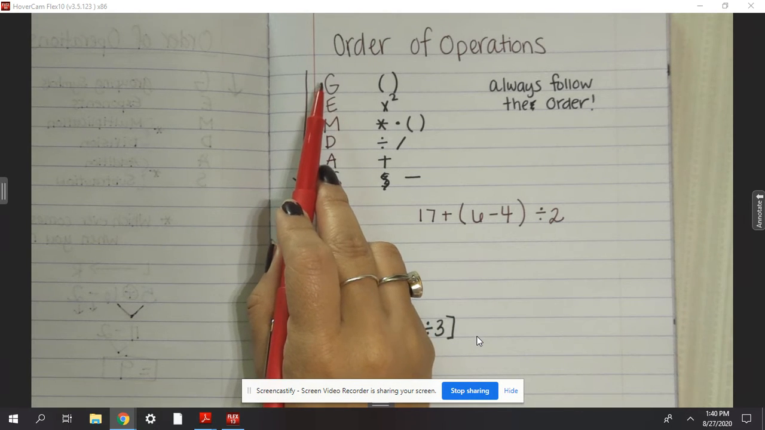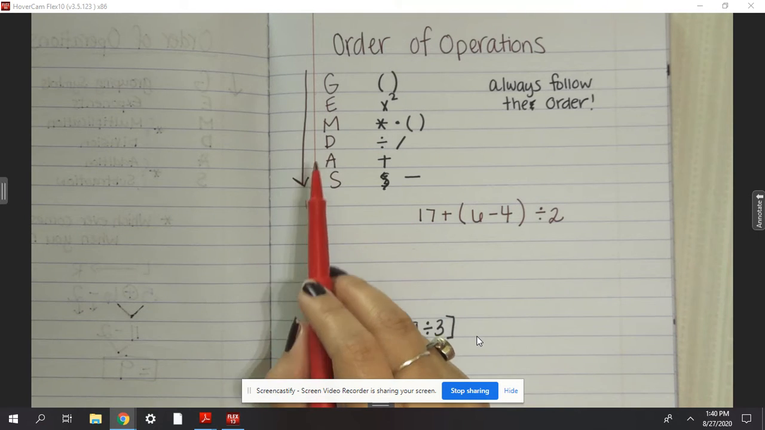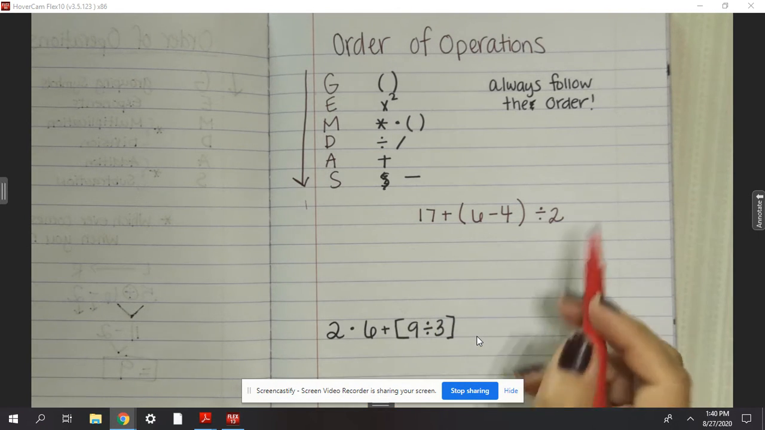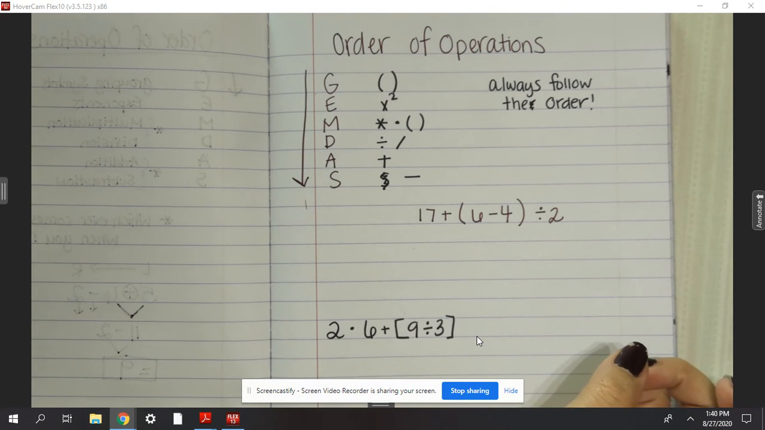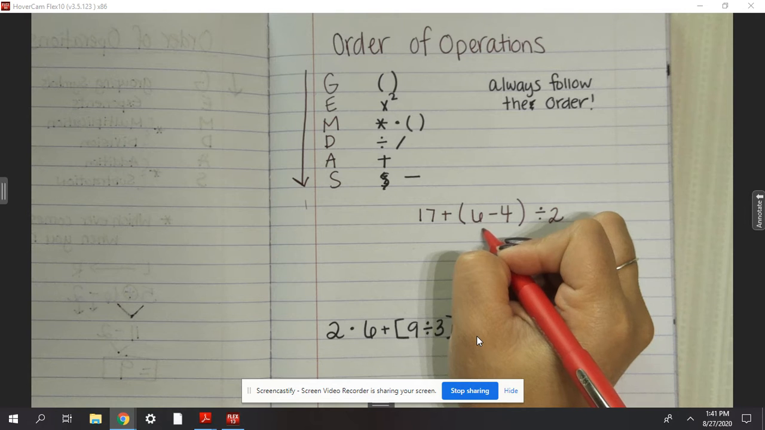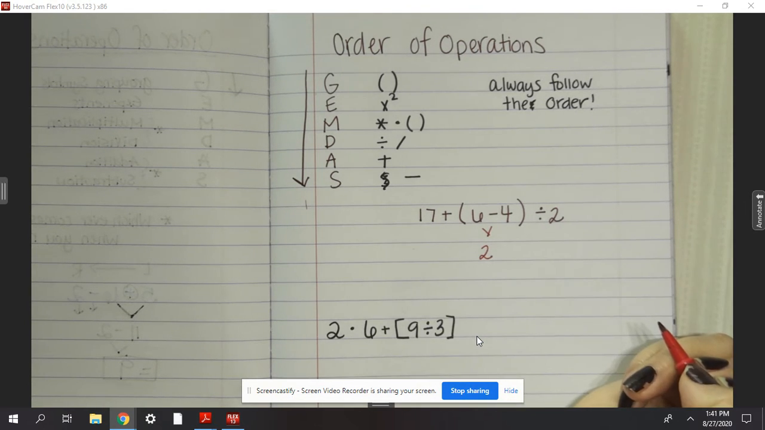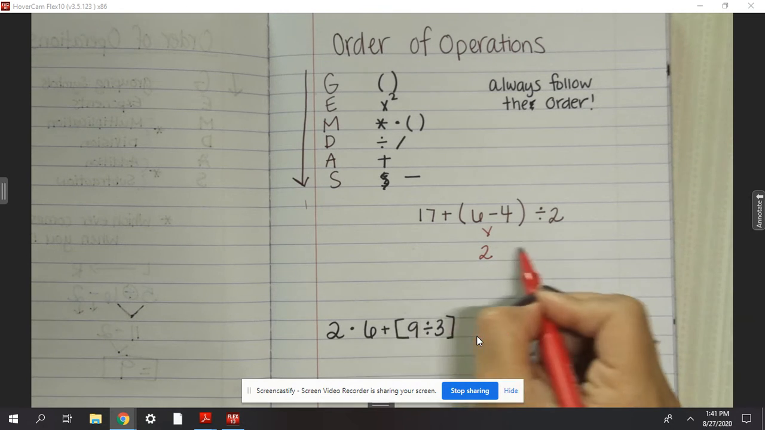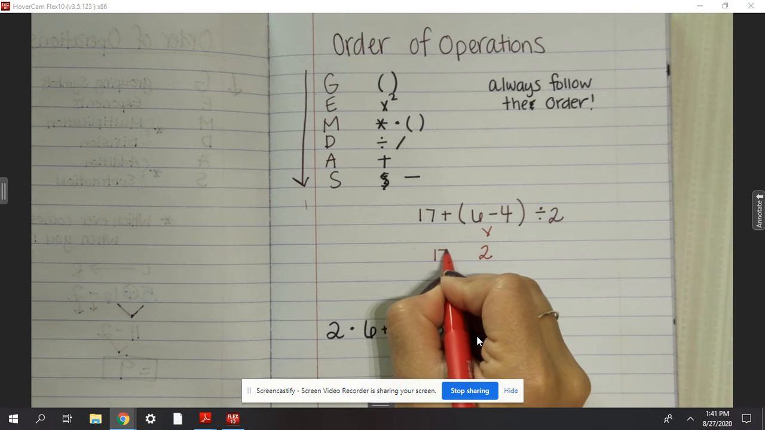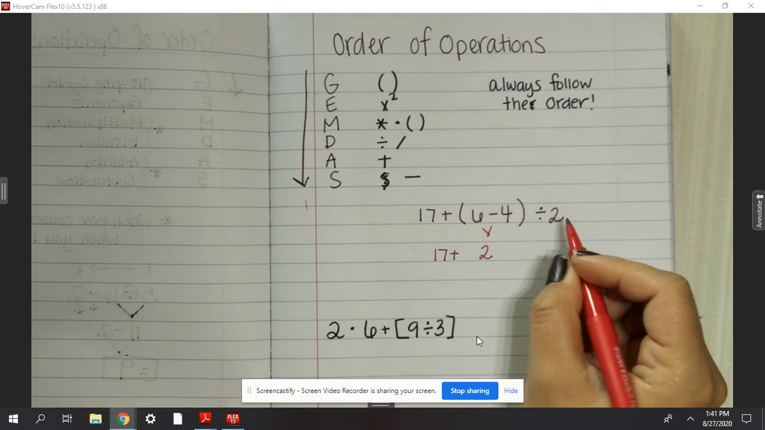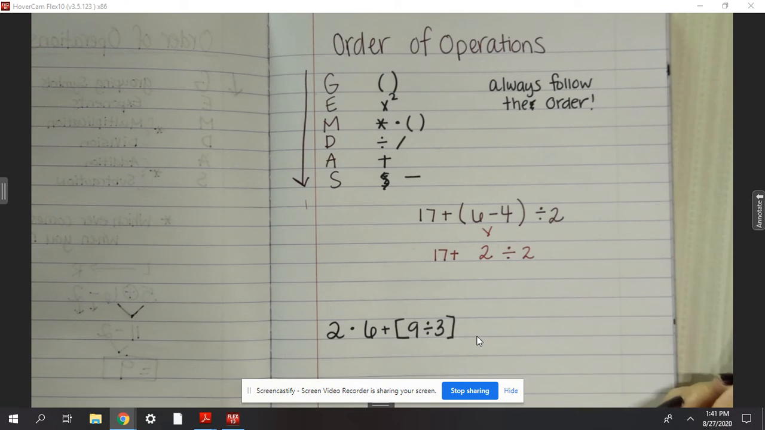So since I have grouping symbols, that's the first thing I'm going to do, because this is the order of operations that I'm going to do to solve expressions. Since the G is first for grouping symbols, that's what I'm going to do first. So 6 minus 4 is 2. Okay. Then I'm going to bring everything down that I didn't use. So I didn't use the 17 or plus. Then I have the divided by 2.